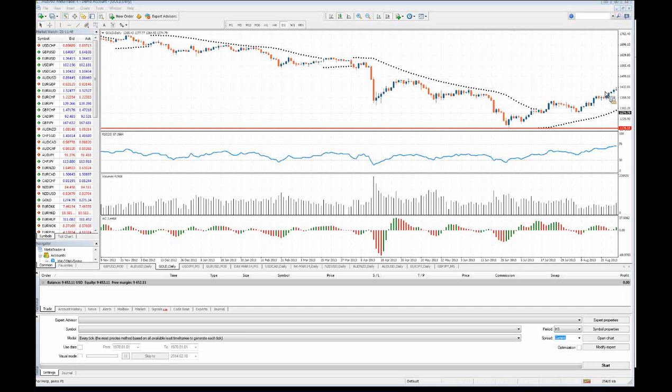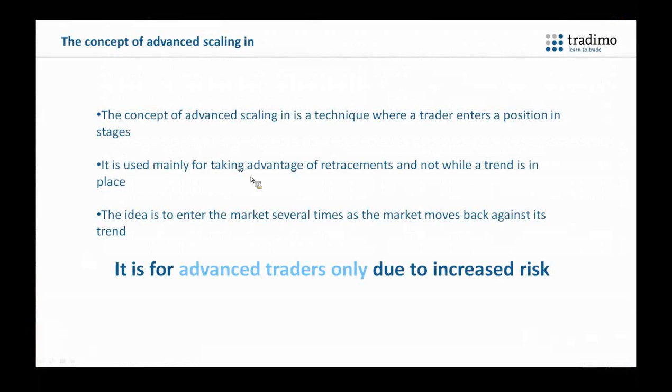It's generally used for taking advantage of retracements. And so if we pop our slideshow up, it's generally for taking advantage of retracements when a trend is already in place. So it's very important that when you scale in, you have either a range or a trend in place. And the idea, as I've said, is to enter the market several times as the market moves back against the overlying trend. Does everyone follow me so far? Everyone following?